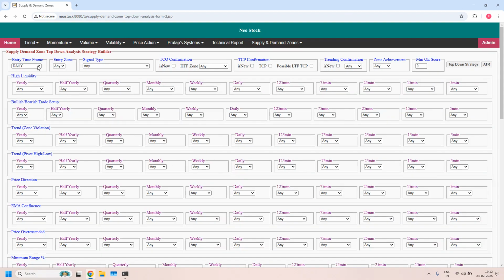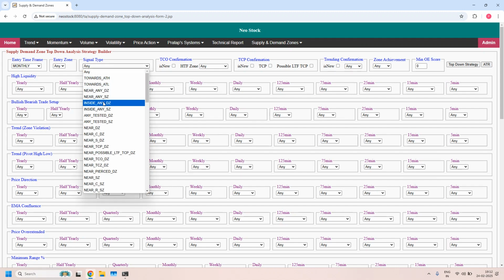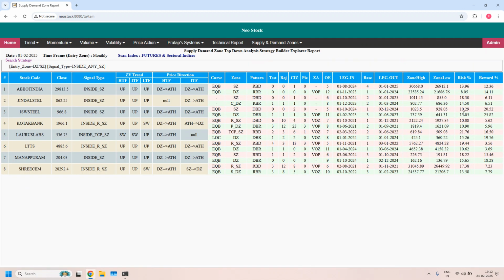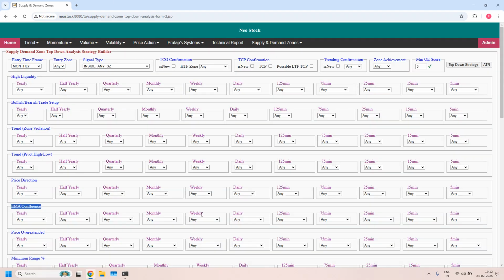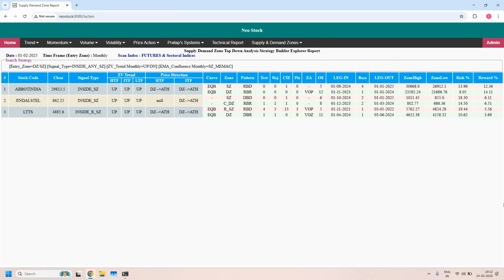Next, monthly time frame, price closed inside the monthly supply zone. We got 8 stocks. Let's verify how many of these monthly supply zones are having monthly EMA confluence. Monthly supply zone having monthly EMA confluence, and trend on monthly should be up or down. With these filters, we got 3 stocks. These 3 monthly supply zones are having monthly EMA confluence, and current price closed inside the monthly supply zone. So this is about the monthly time frame.